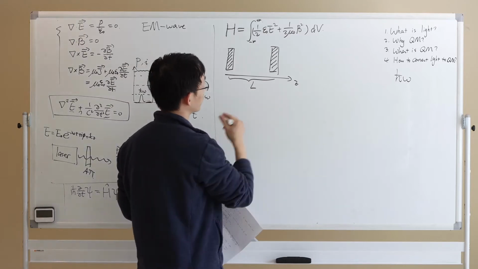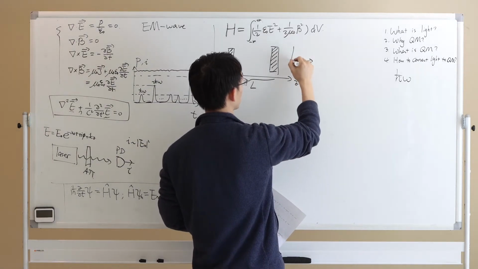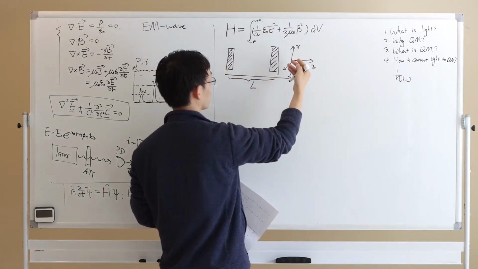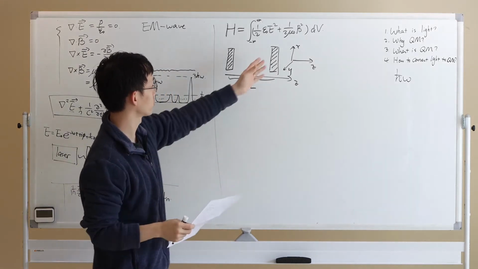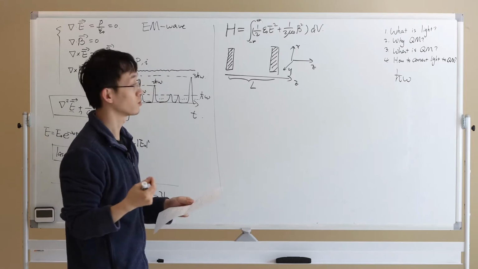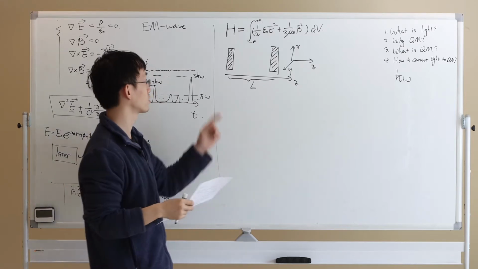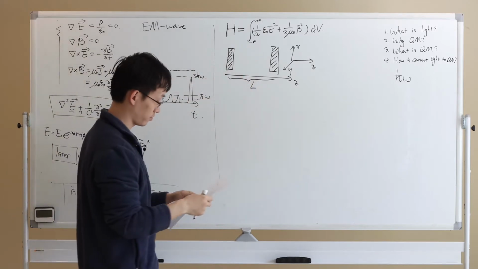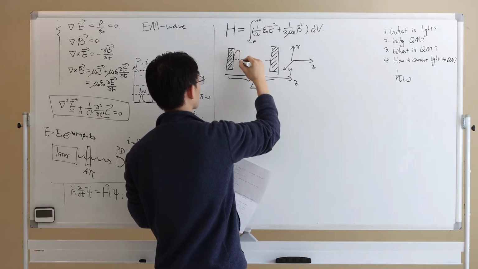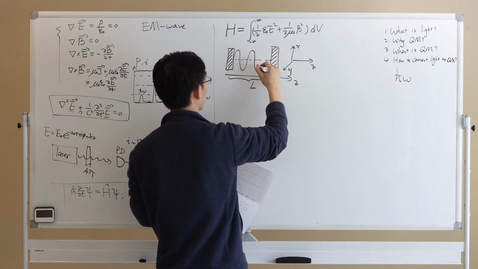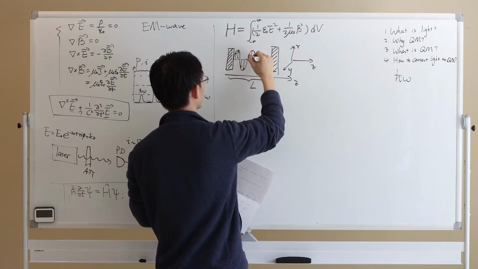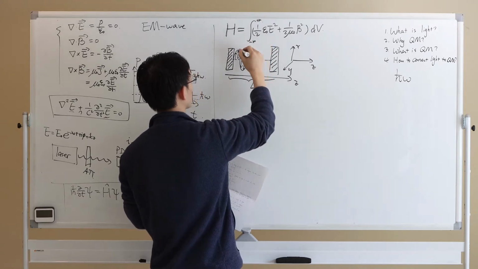Okay, so first let's define the coordinates. x is pointing up, y is pointing out, z is along the axis, like this. To further simplify our calculation, we assume that the light is bouncing back and forth in the z direction, and the electric wave is pointing towards the x direction.